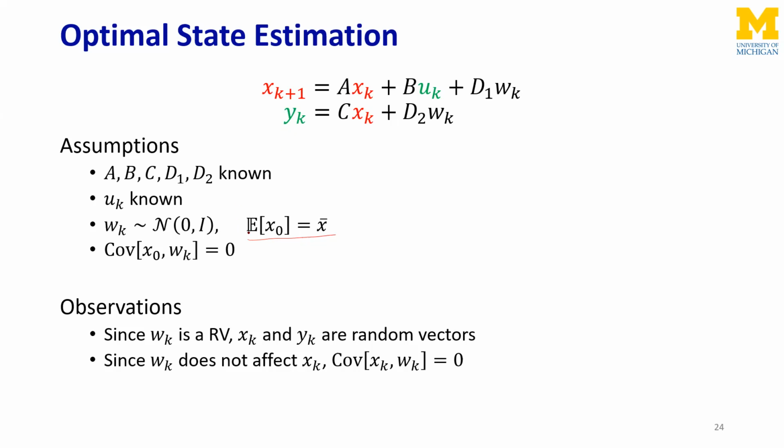And we assume that the expected value of the initial state is X bar, and the initial state is not correlated with the noise. So the noise has no effect on X naught, or X naught has no effect on Wk. That's what this is saying. The other thing to know is that Wk only affects state k plus 1. It doesn't affect the state at step k. So we are going to assume that the covariance of Xk and Wk is 0, which is a very realistic assumption.